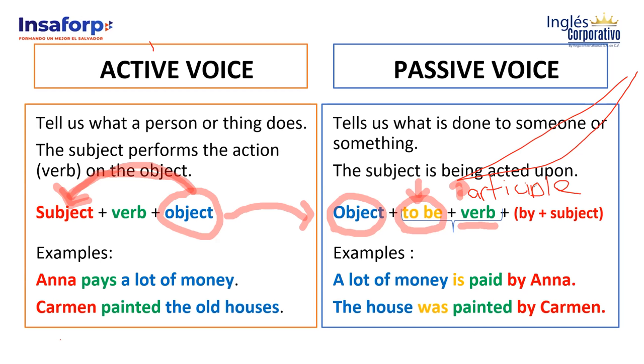And then I'm going to include el subject que estaba al inicio, lo voy a mandar al final. But it is between parentheses because I can include it or sometimes I don't include it. When it is not relevant, I don't include it. Right? That's why it is between parentheses. Okay?